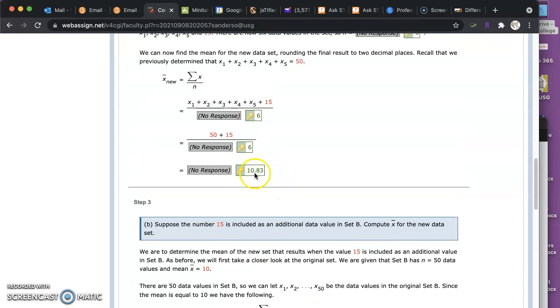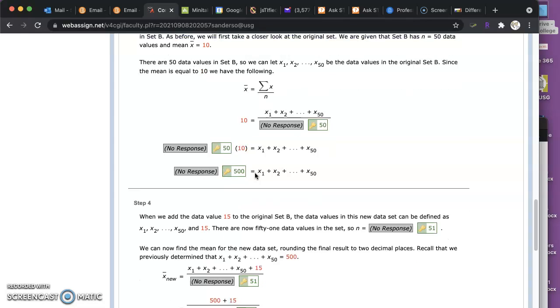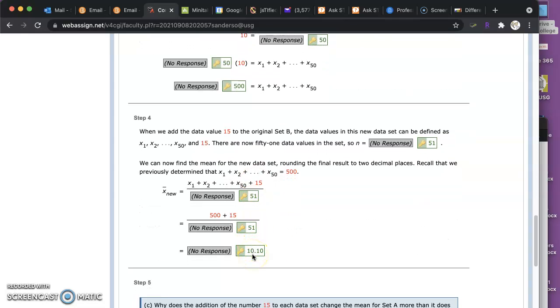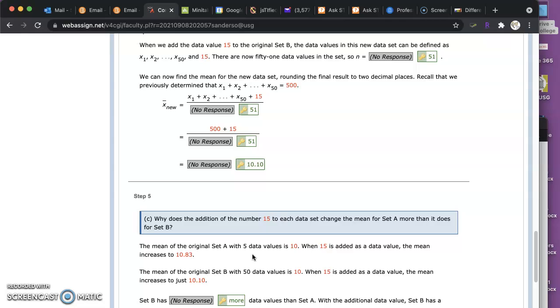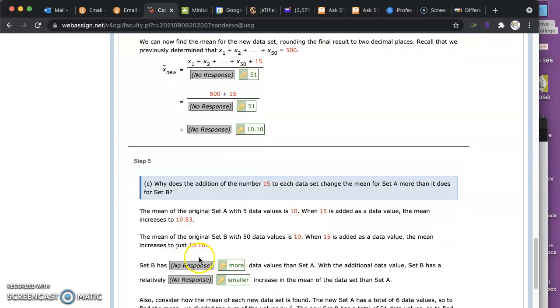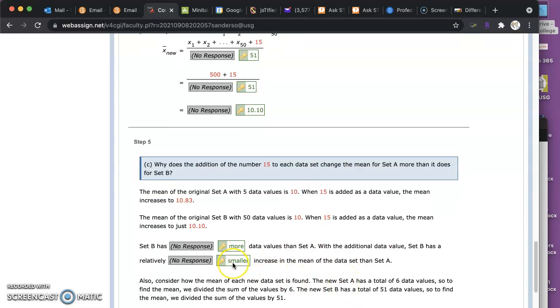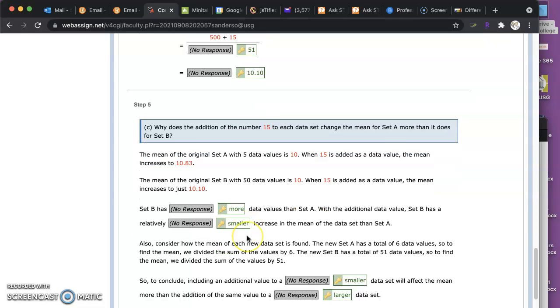So for set A, we have a new mean of 10.83, and for set B, we have a new mean of 10.10. Then the question asks, set B has more data values than set A. With the additional value added, set B has a relatively smaller increase in the mean. So set B has more data, but it has a smaller increase in mean, because the mean of A was 10.83, and the mean of B is right here, which was 10.10.